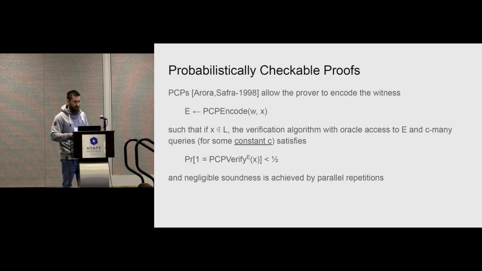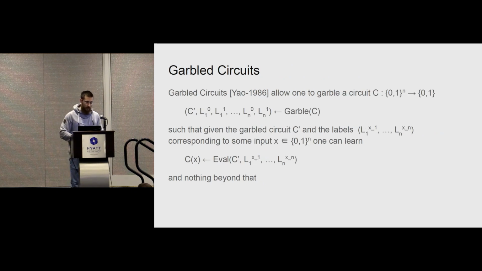To get negligible soundness in the security parameter. So what is a garbled circuit now? Garbled circuits were introduced by Yao, and it's a very useful tool in cryptography and multi-party computation, and essentially allows one to scramble a circuit in such a way that the evaluator does not learn anything beyond the output of the function. So in particular, let me give you the syntax.